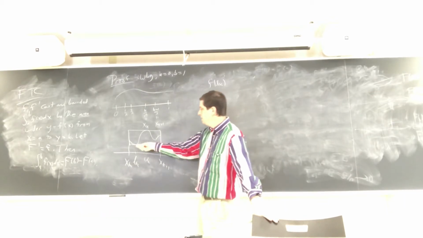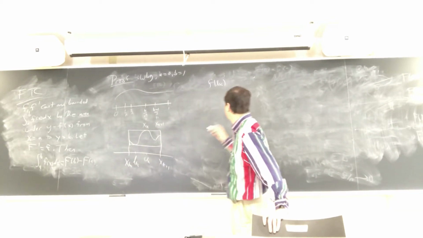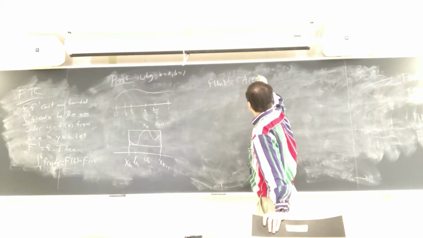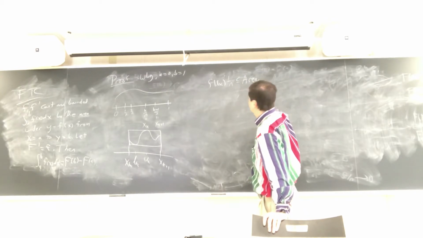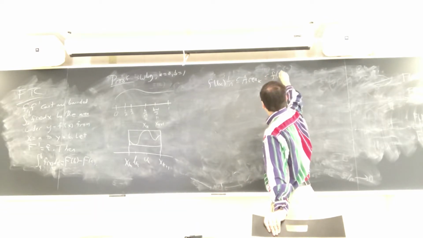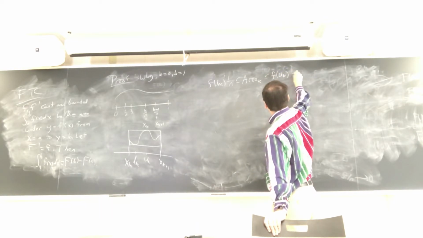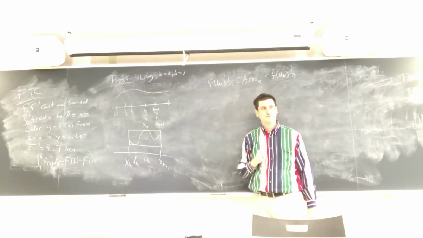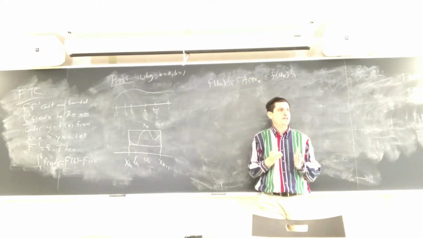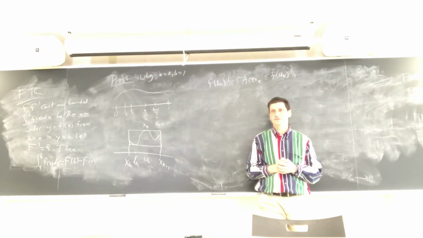So if I take the smallest value times the length, that will be less than or equal to the area of the kth piece. And that will be less than or equal to f of uk, the largest value, times 1 over n. So the true area in the kth piece is sandwiched between these.